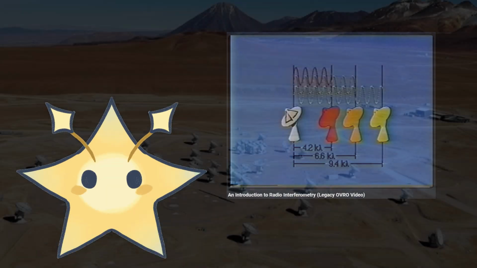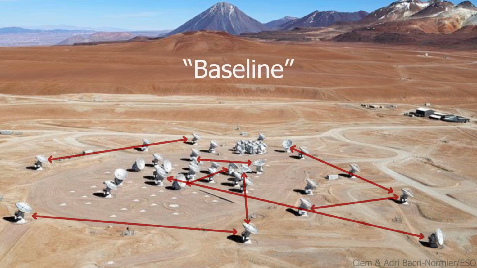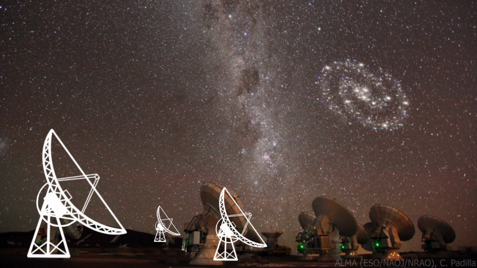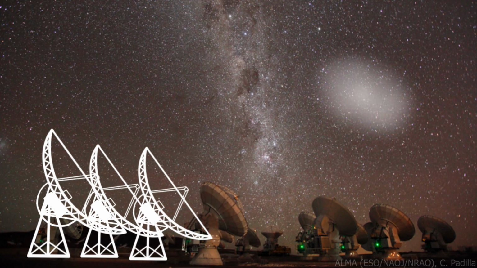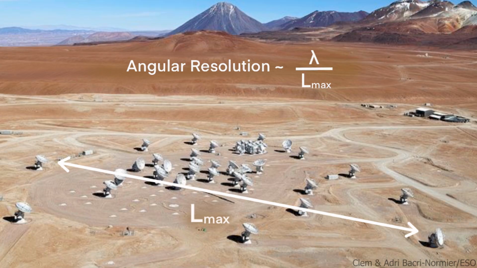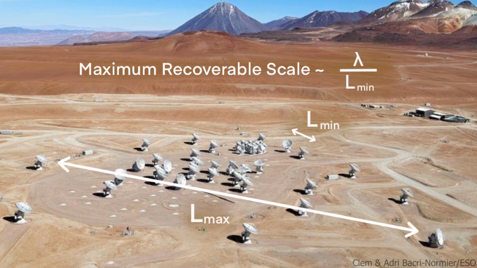As we learned in the Introduction to Interferometry video, each pair of antennas in an interferometer is sensitive to structure in the sky whose size scale depends on the distance between the antennas, called the baseline. Longer baselines are sensitive to smaller scale structures in the sky, while shorter baselines are sensitive to larger scale structures. Thus, the angular resolution of an interferometer depends on the longest baselines, while the largest structures that an interferometer can detect, called the maximum recoverable scale, depends on the shortest baselines of the interferometer.